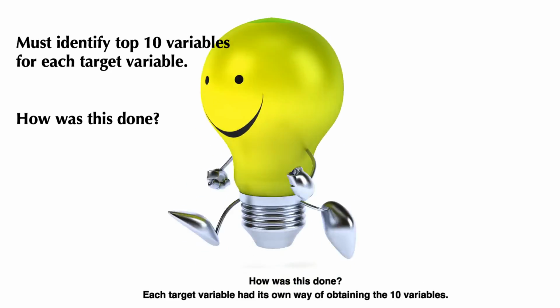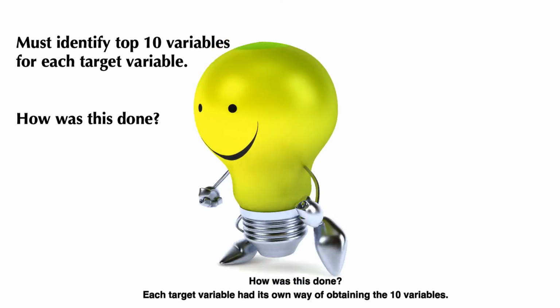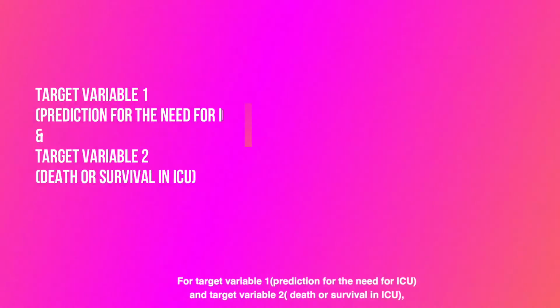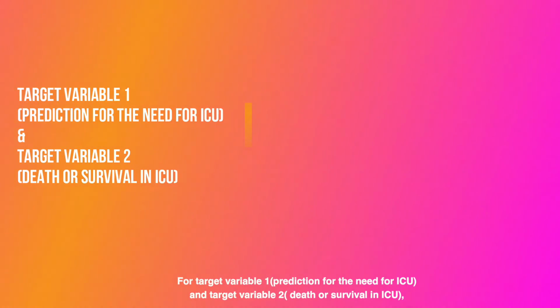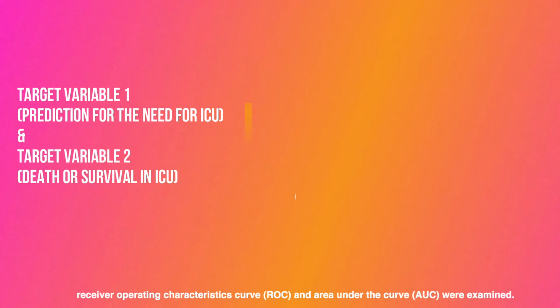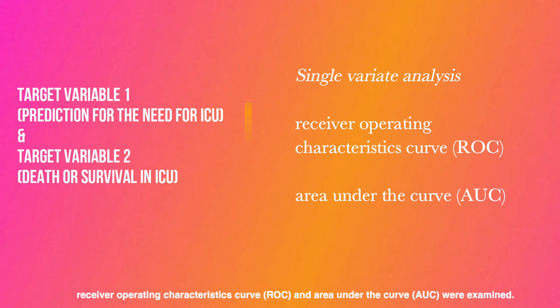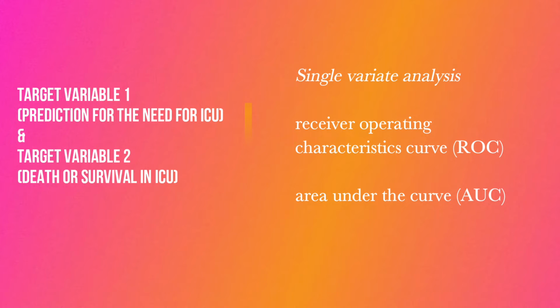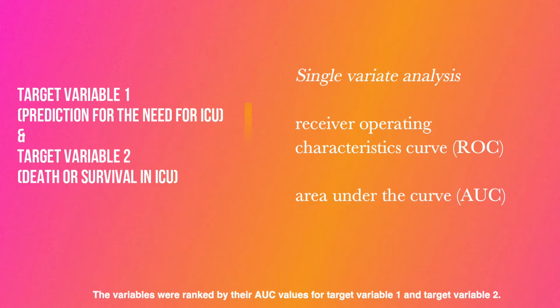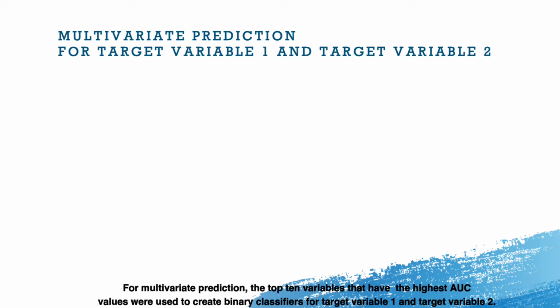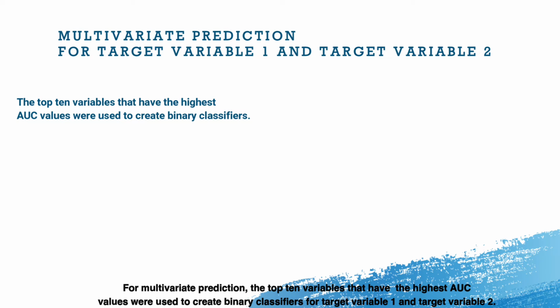Once stating the task, top 10 variables were identified for each task or target variable. How was this done? Each target variable had its own way of obtaining the 10 variables. For target variable 1, prediction for the need of ICU, and target variable 2, death or survival in ICU, receiver operating characteristics curve and area under the curve were examined. The variables were ranked by their AUC values for target variable 1 and target variable 2. For multivariate prediction, the top 10 variables that have the highest AUC values were used to create a binary classifier for target variable 1 and target variable 2.